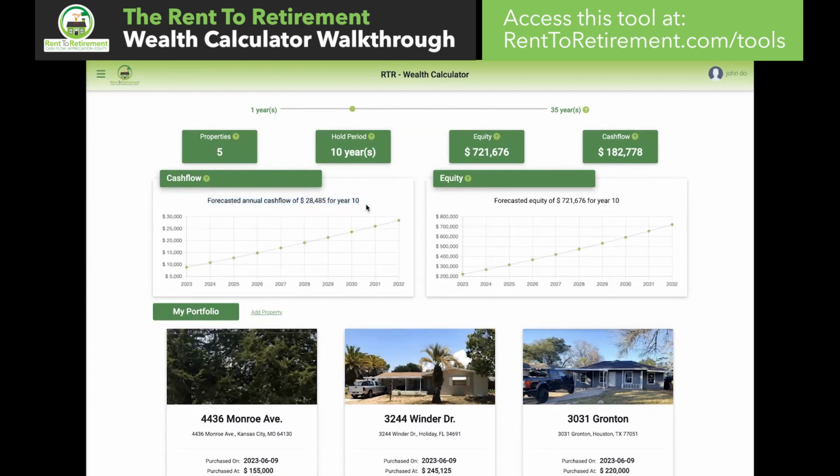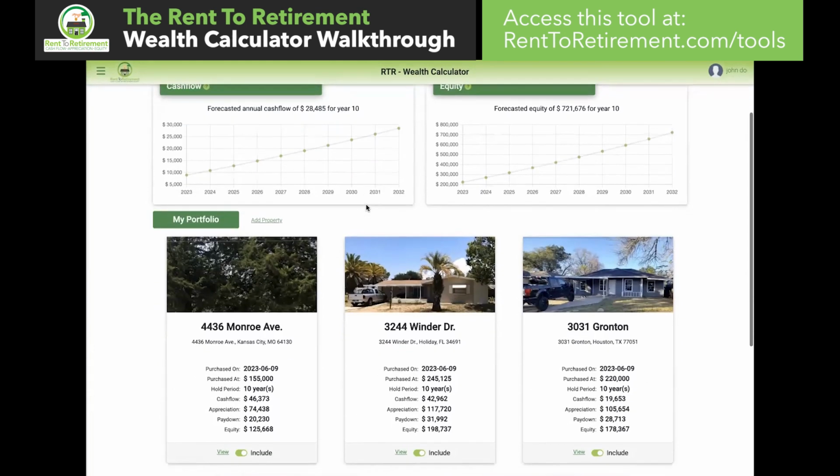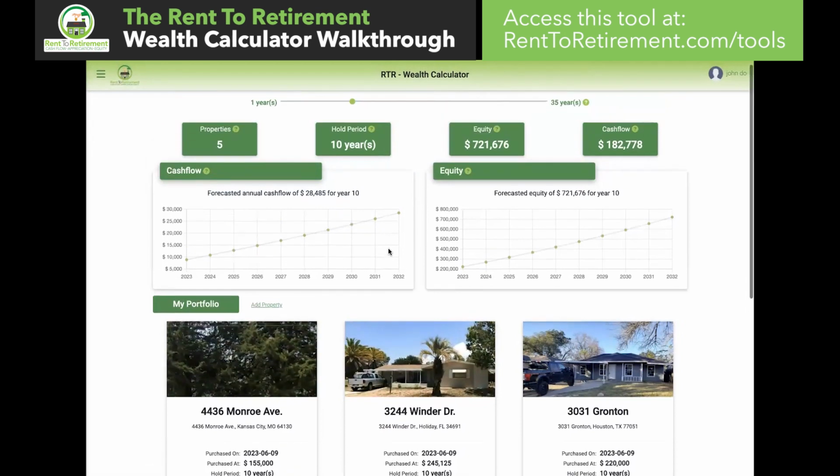28,485 expected cash flow. So this is a really cool tool where you can actually save your portfolio and say, okay, not only individually, but across a portfolio of houses, what does my retirement picture look like? What does my passive income portfolio project at?